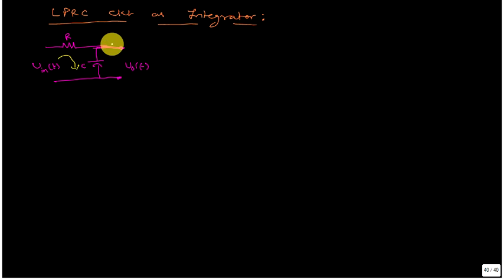Now we will see how it is acting as integrator. The meaning of integrator is that the output must be an integrated version of the input. The response of the low pass RC circuit must be equal to the integral version of the input signal. That means we are going to prove V0 of t is proportional to the integral of V input of t. Are we going to get this or not? That we are going to check.